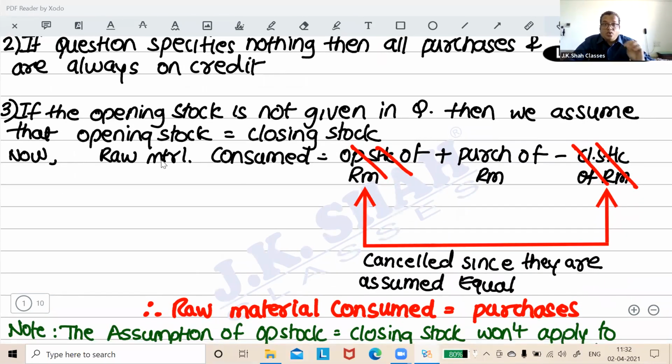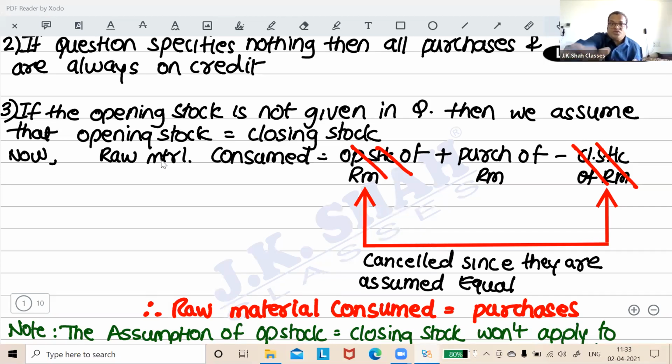If the opening stock is not given in the question, then we assume that opening stock is equal to closing stock. Now all people who have done accounts in their life are almost going to pounce out of my screen. Hold your collar. So what assumption are you making? Sir, we are listening to you. That means you start making an assumption: opening stock is equal to closing stock. Yes, this is my assumption. Then only I'll be able to solve this. What is the assumption? If the question doesn't specify, then we assume that opening stock is equal to closing stock.